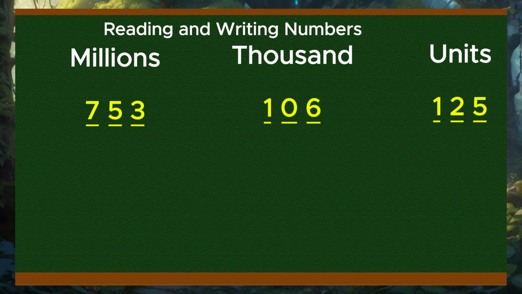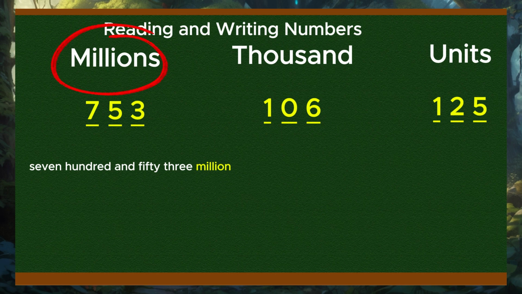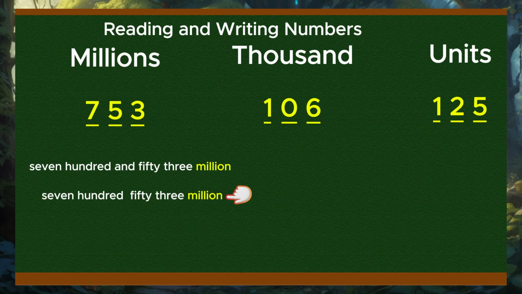You call numbers by looking at the section first in millions and forgetting about the others. How would you call this number? It is 753 million. We end with the word million because that's the category. Some persons will say 753 million or 753 million. Both are correct.